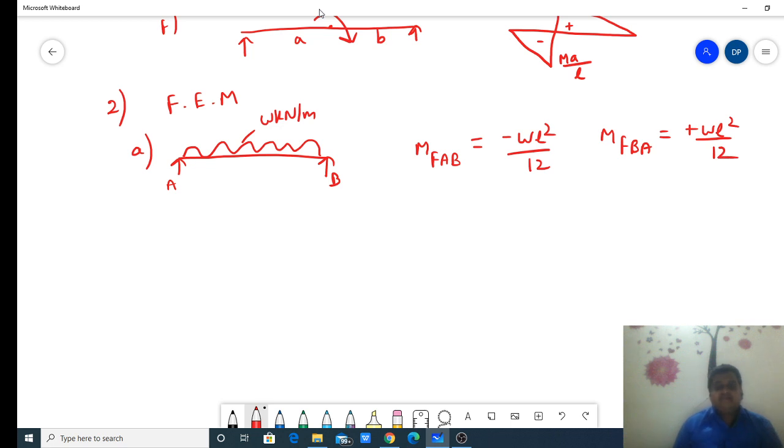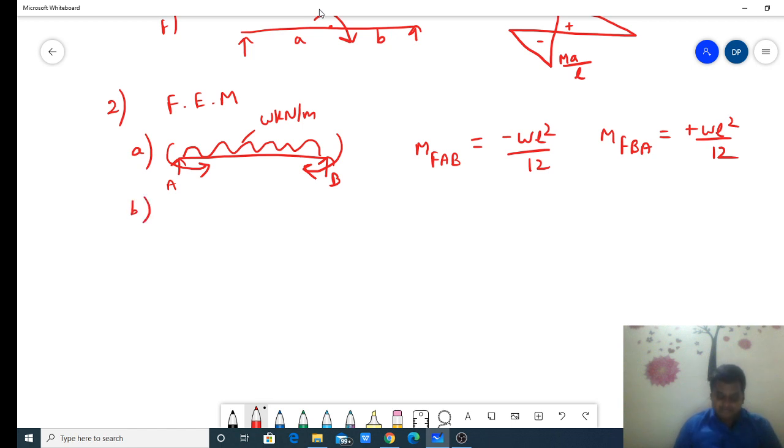Now why have I done this? Because in order to resist this load, you will have a moment like this and a moment like this. This is an anti-clockwise moment, so that is why it is negative, and this is a clockwise moment, so this is positive.